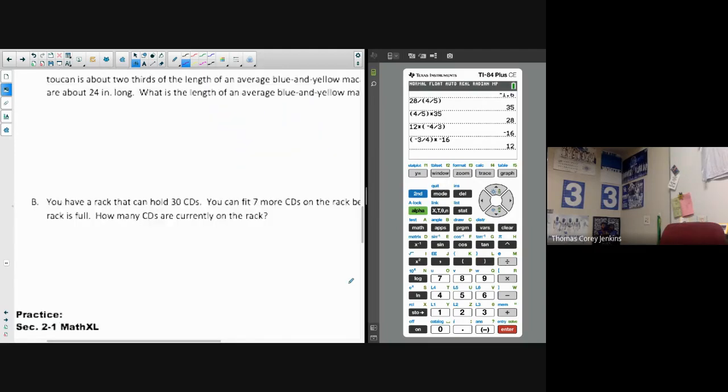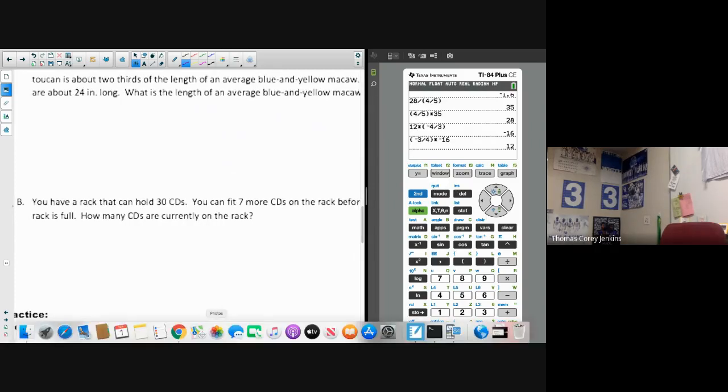I think we have a word problem, and that will be it. Unfortunately, it's a little bit cut off on the screen, so I'll just kind of read it, and you'll be able to see it on the notes. It says that toucans and blue and yellow macaws are both tropical birds. The length of an average toucan is about 2/3 the length of an average blue and yellow macaw. Toucans are 24 inches long. What's the length of the macaw?